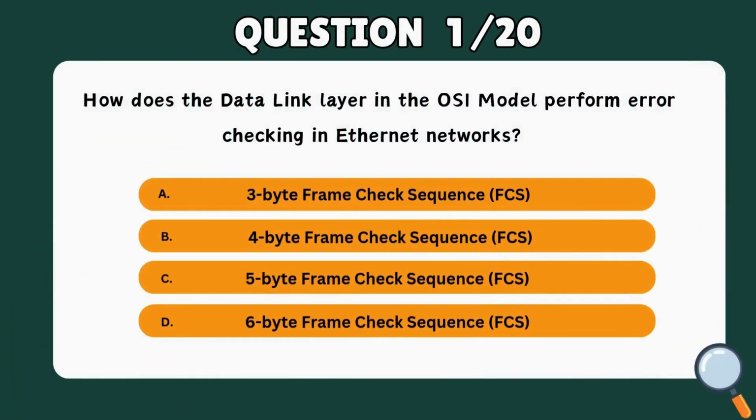Question 1. How does the data link layer in the OSI model perform error checking in Ethernet networks? A. 3-byte frame check sequence. B. 4-byte frame check sequence. C. 5-byte frame check sequence. D. 6-byte frame check sequence.